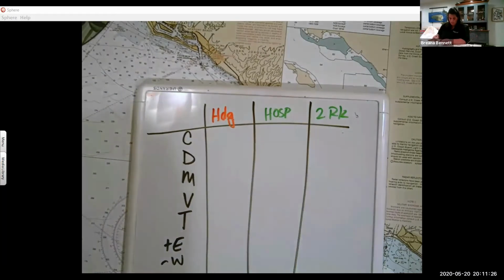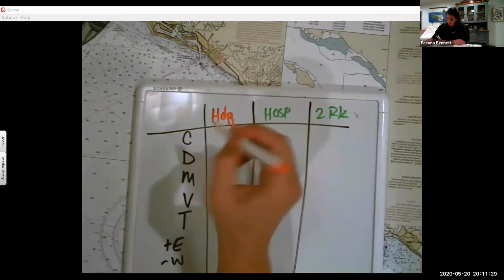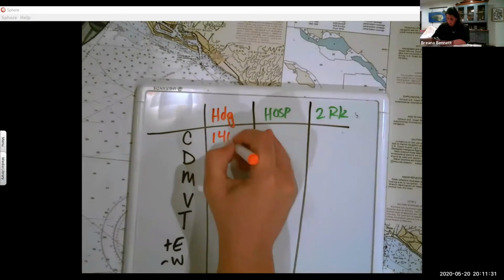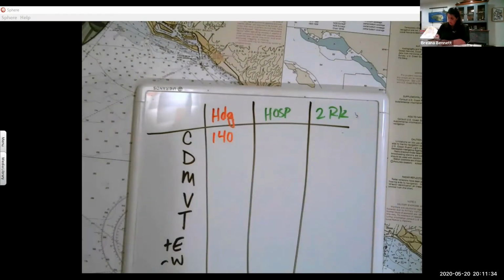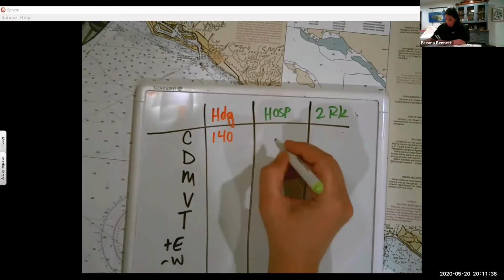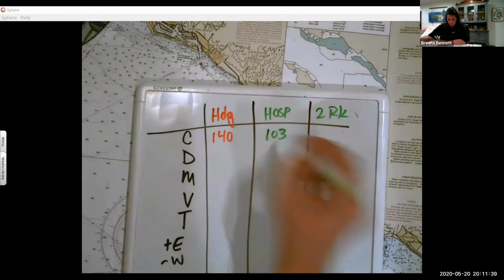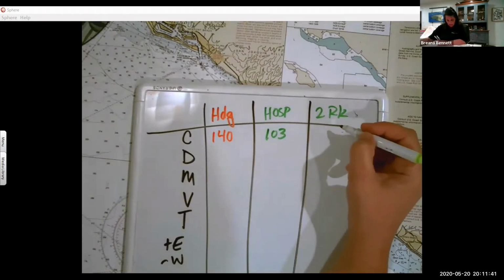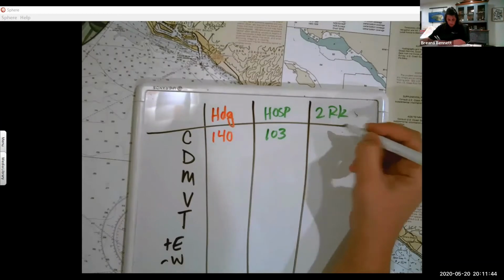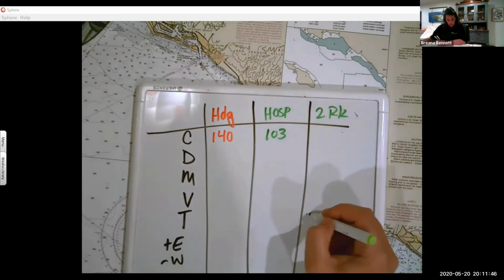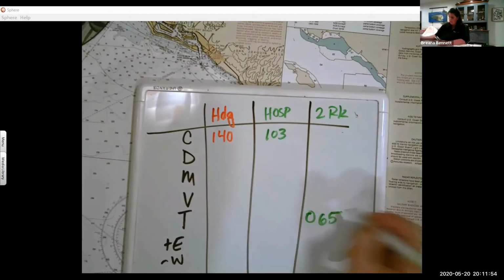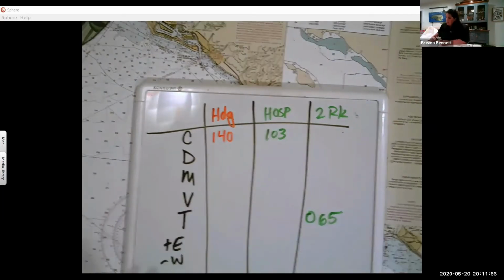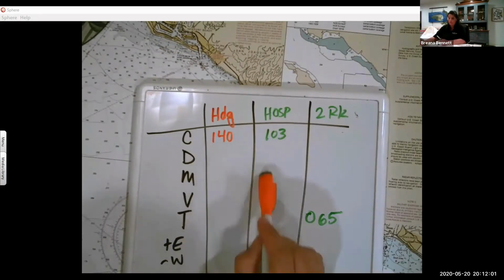Okay, so our compass, we are heading at 140. Our hospital is bearing 103. And our 2 rock light, no, our 2 rock light we already have as true. Oh, we're using our other LOP, that's it. So 065, okay. So we need to convert these two to true.